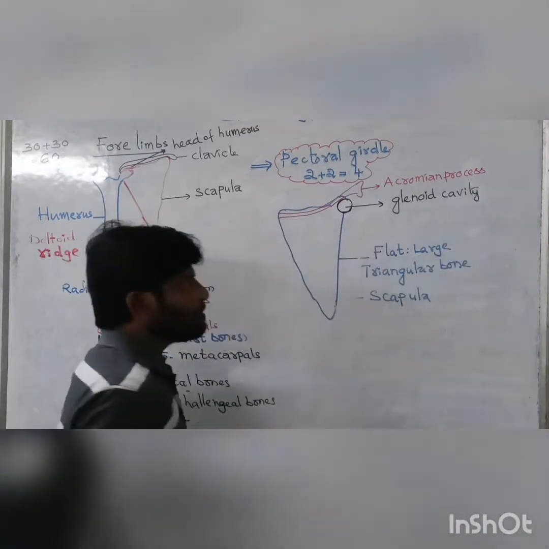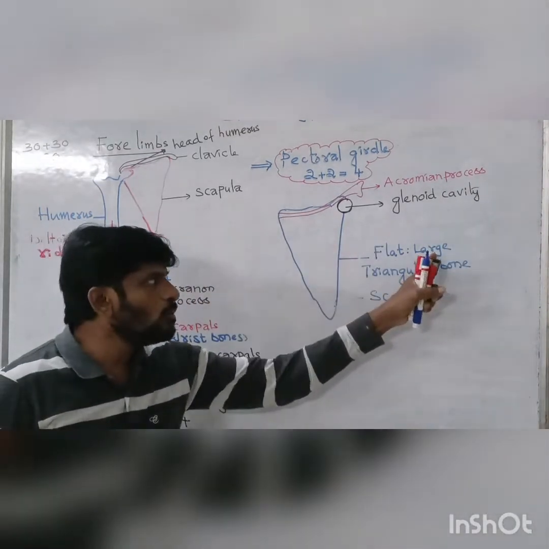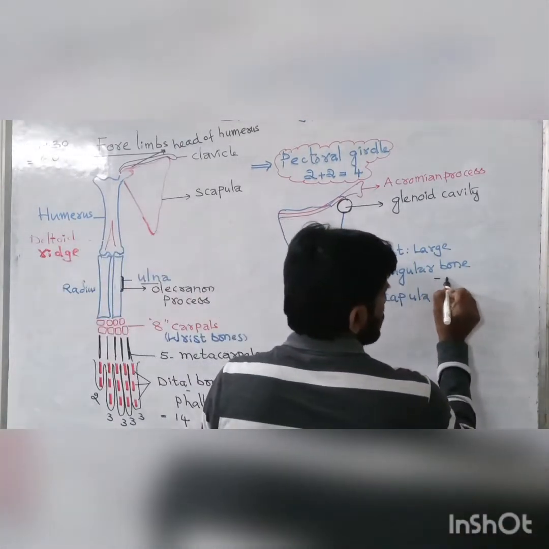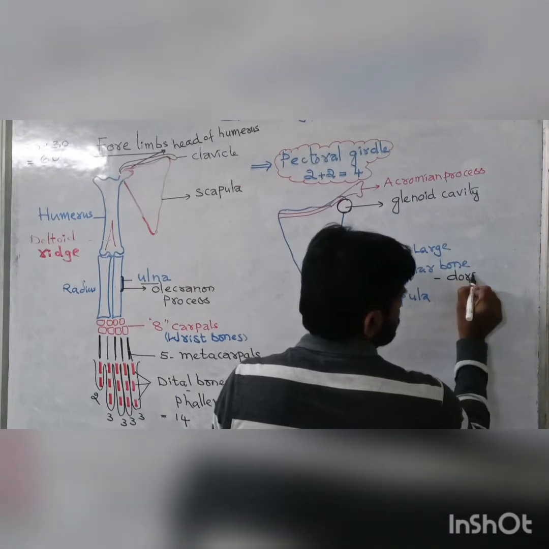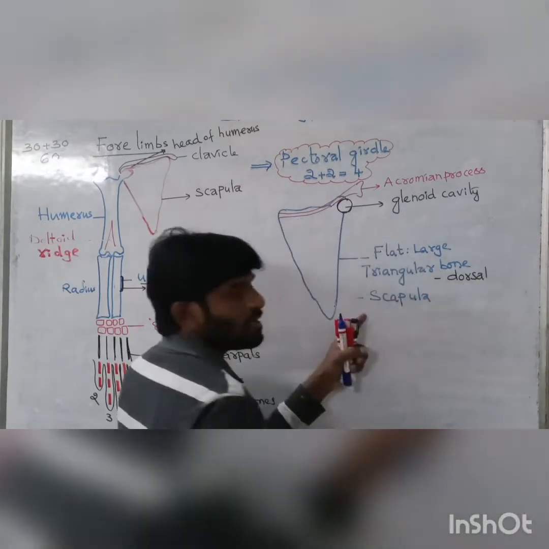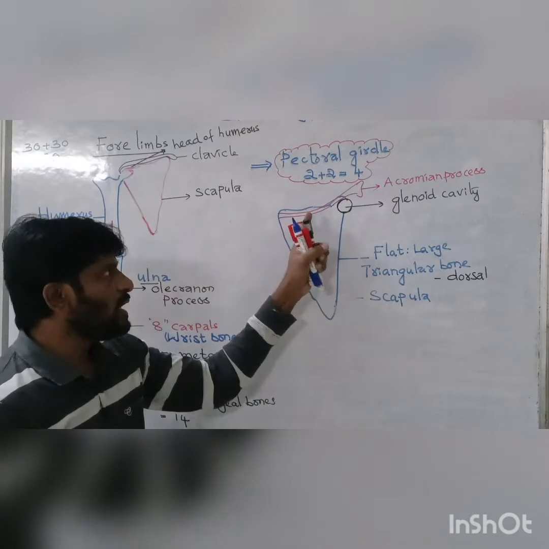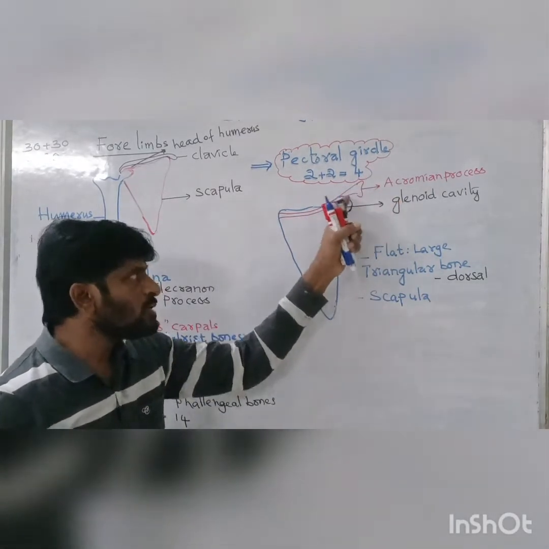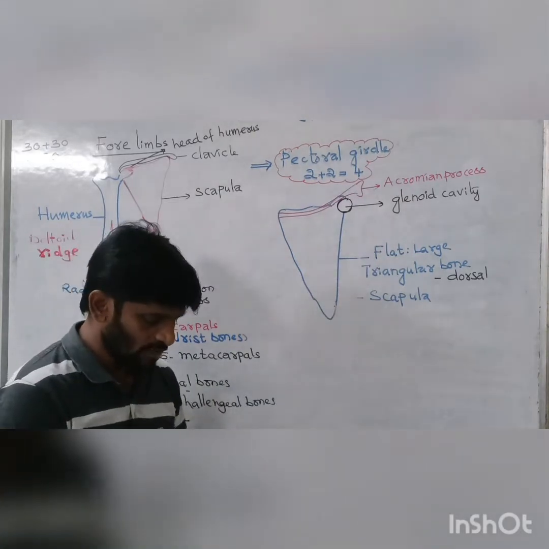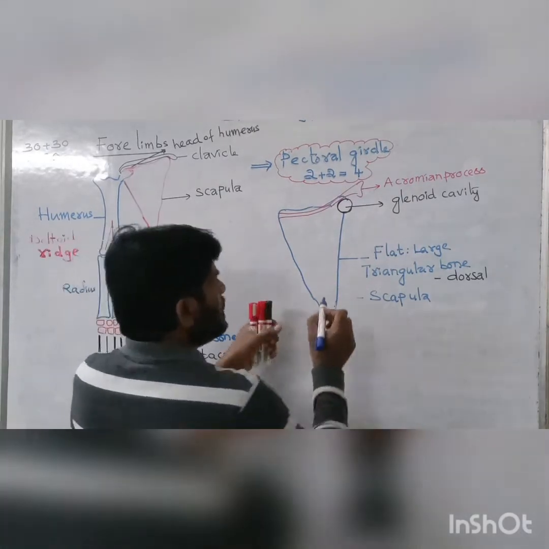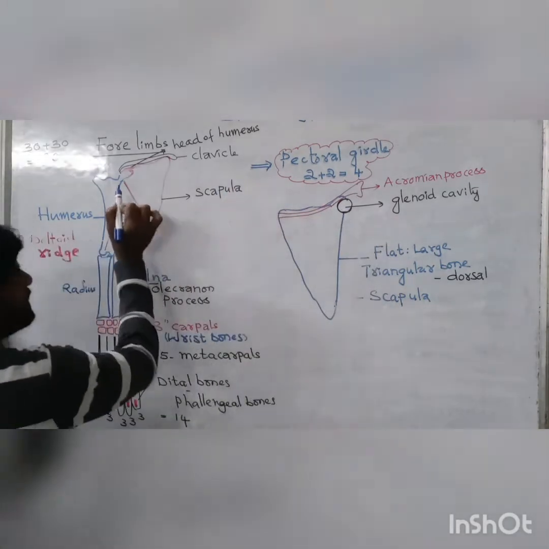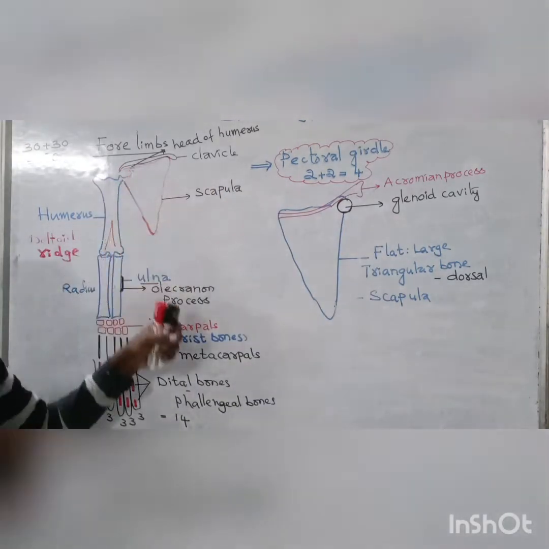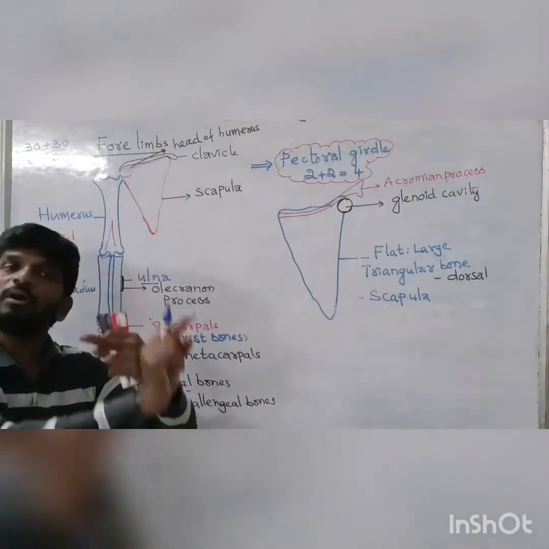I repeat again. A large, flat, triangular bone on the dorsal side is called the scapula. The scapula has a spine and ends with the acromion process. Below the acromion process there is a cavity called the glenoid cavity. Into the glenoid cavity, the head of the humerus articulates and forms the ball and socket joint.